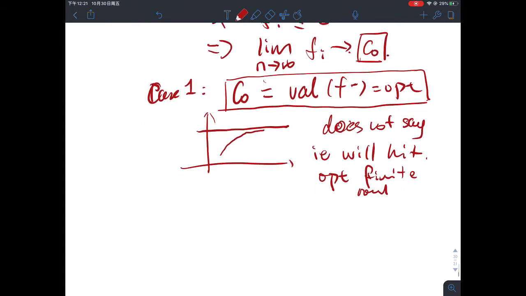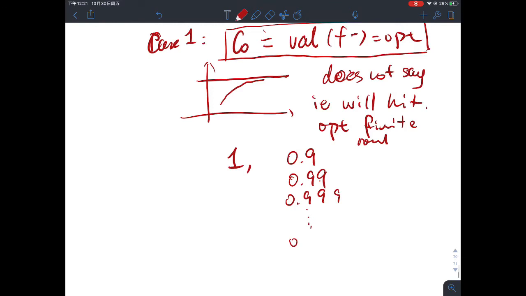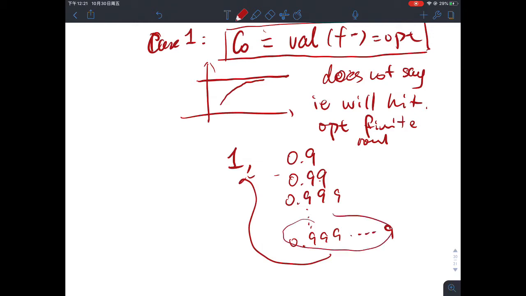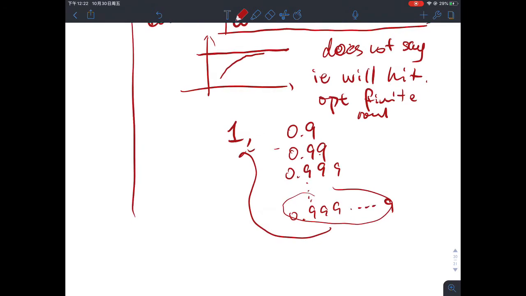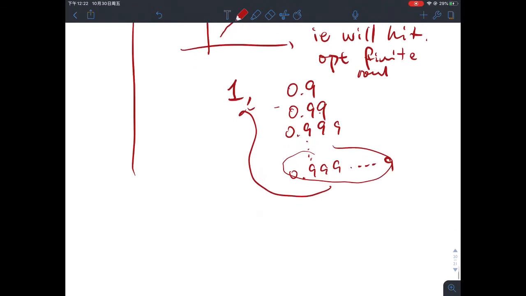It could be possible that the optimum solution is 1. In the first round you get 0.9, the second round you get 0.99, and the third round you get 0.999, and you can keep going with a lot of nines, but it never hits 1. But it gets closer and closer to 1. This is actually one of the more benign cases, because even though you don't exactly hit the optimal, you are getting closer to it.